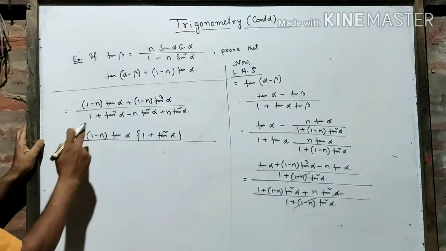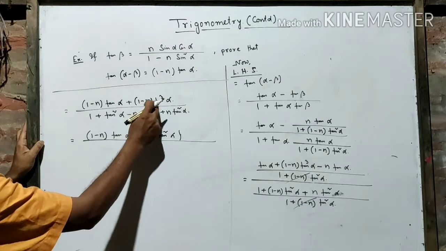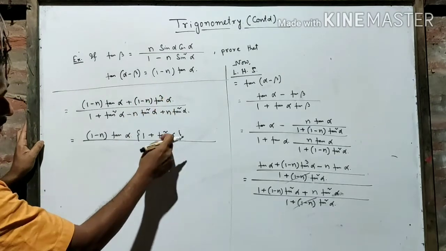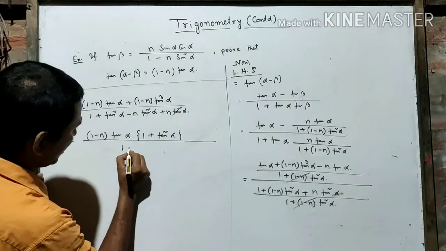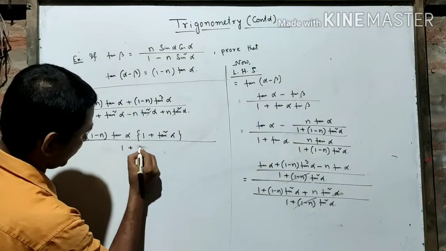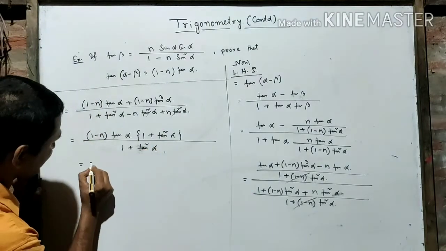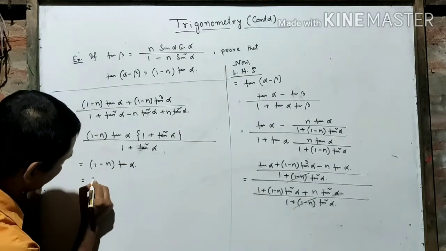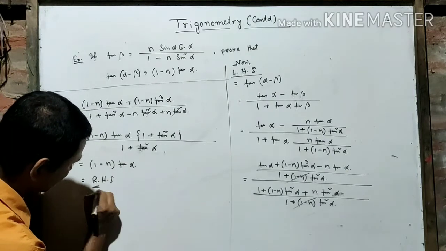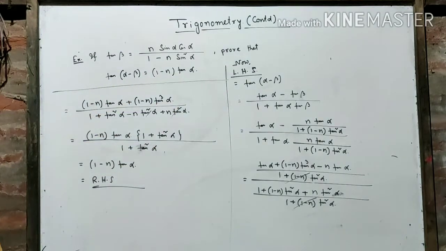From the numerator, (1 minus n) tan alpha, the whole thing is taken common, so there will remain 1, and there will remain tan square alpha. These two cancel, so here will remain 1 plus tan square alpha. 1 plus tan square alpha is common, so it cancels, and this is the right hand side. So we proved it: tan of alpha minus beta is equal to (1 minus n) tan alpha. So here we learn another approach.